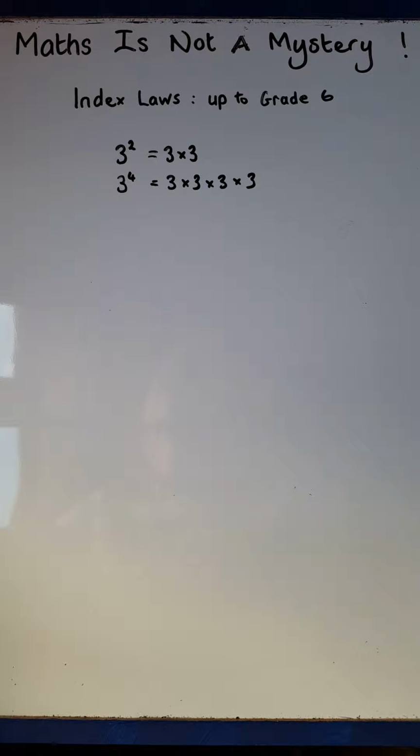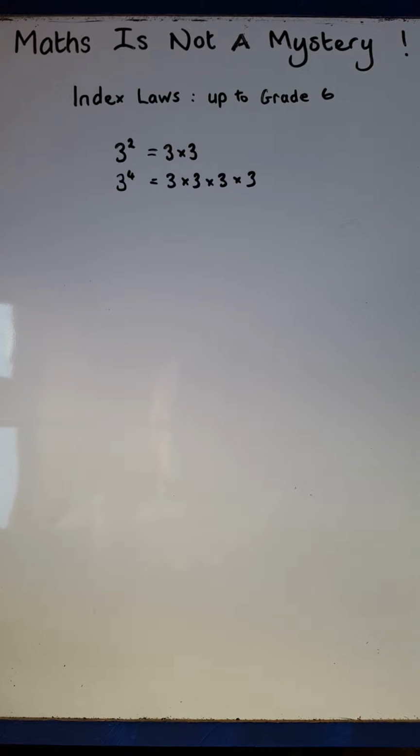Now, there are 6 laws with the index numbers, and you need to be able to understand them as you start moving into the higher paper. And the 6 laws get steadily more and more complicated. We're going to start with the easiest one, but actually we're going to come back to the easiest one to prove why it's the case. Because although it's the easiest one, it doesn't really make a lot of sense on its own.